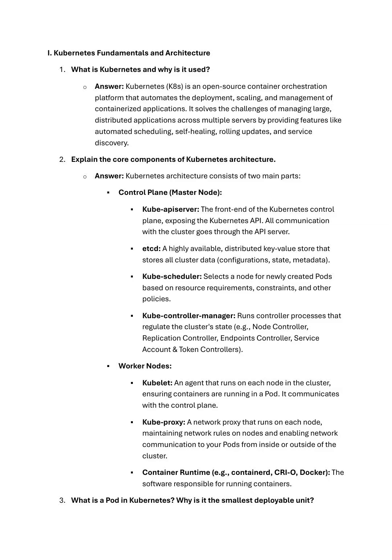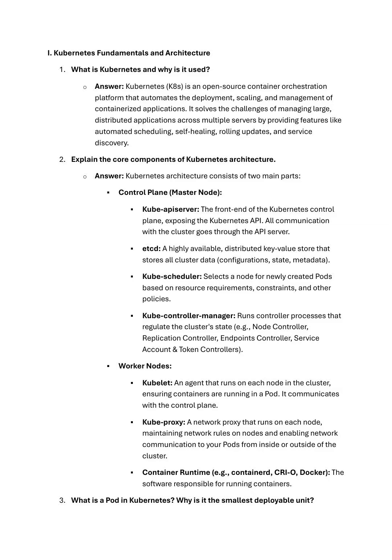2. Explain the core components of Kubernetes architecture. Answer. Kubernetes architecture consists of two main parts: the control plane (master node) and worker nodes. The API server is the front end of the Kubernetes control plane, exposing the Kubernetes API. All communication with the cluster goes through the API server. etcd, a highly available, distributed key-value store that stores all cluster data, configuration, state, and metadata.